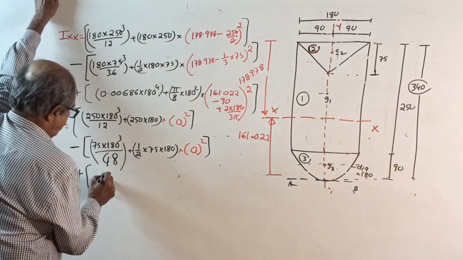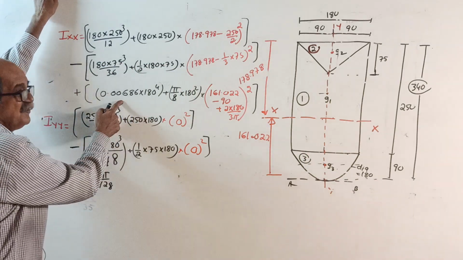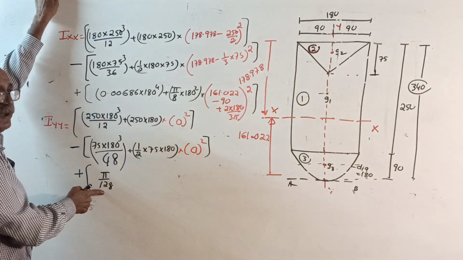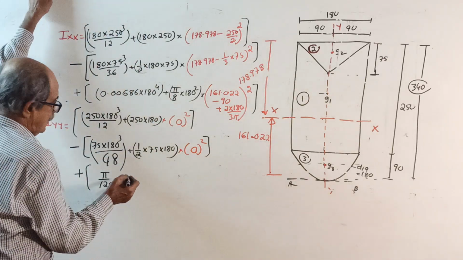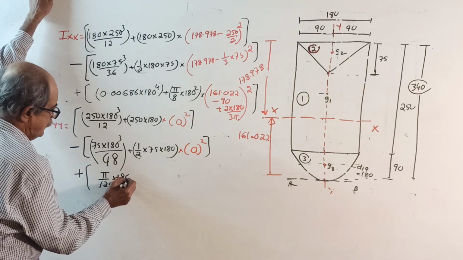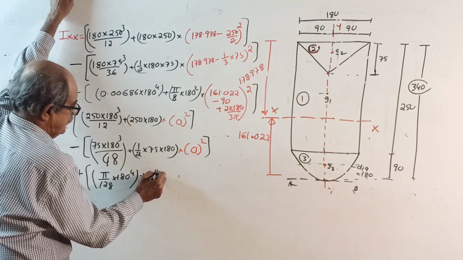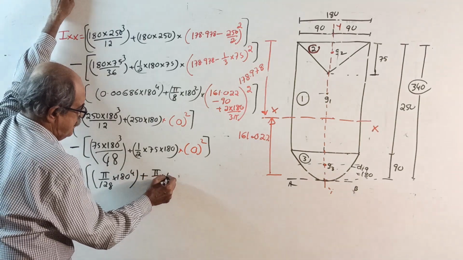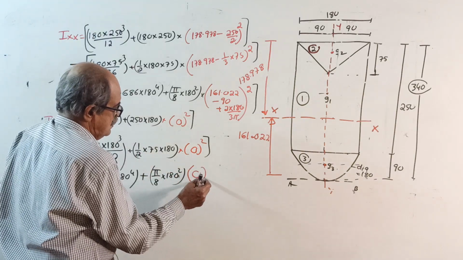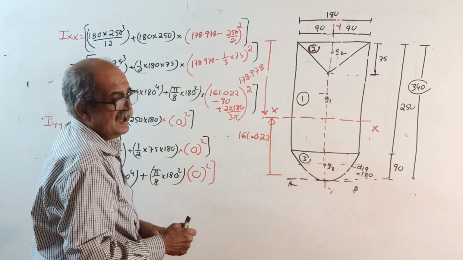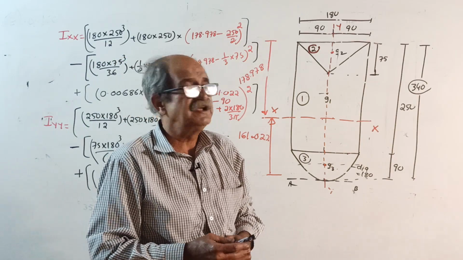axis, pi by 128. Somebody will tell, sir, last time you wrote 0.00686, but this time you are writing pi by 128. I will tell, don't disturb. Into 180 power 4. I will tell, not fit for studying. Plus pi by 8 of 180 square into, once again, this also 0 square. Find Iyy. Okay. All these are exercise questions.